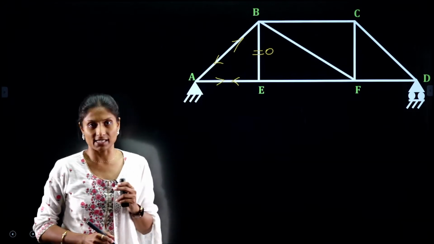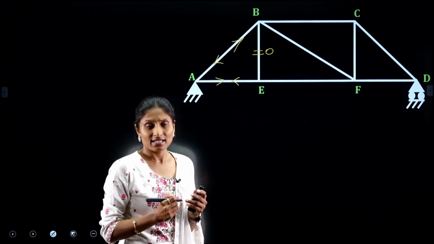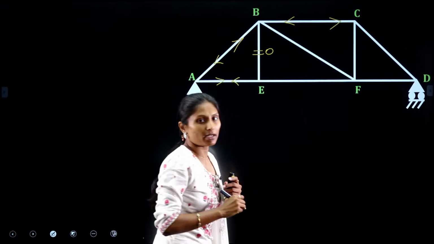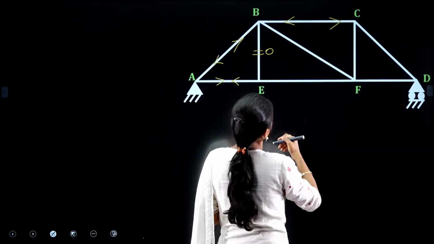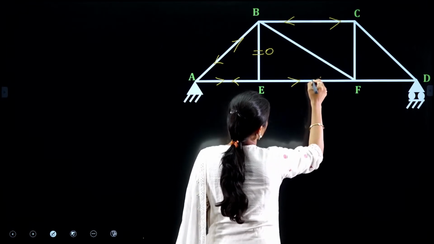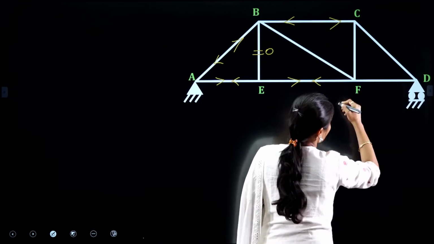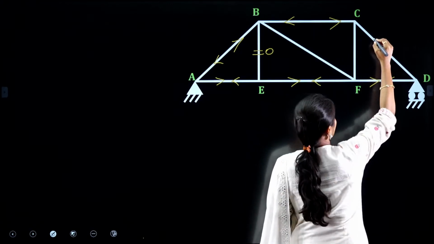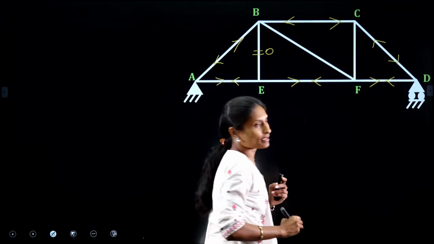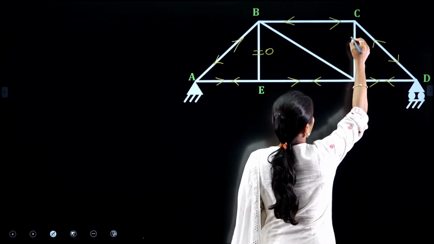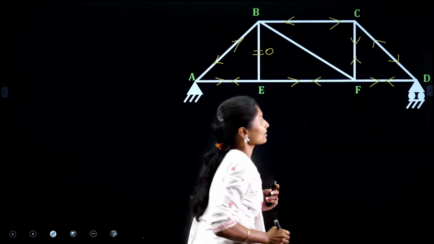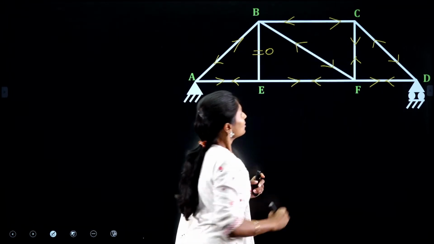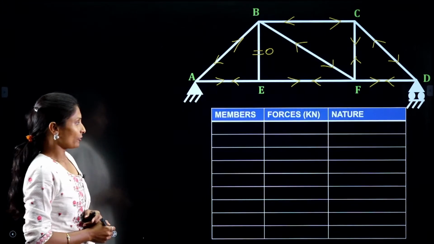Similarly, force in the member BC, we have assumed to act towards the joint. And also we got positive. So the force in the member is acting towards the joint. Then force in the member EF, we have assumed it to act away from the joint. And the force in the member FD also, we got it as acting away from the joint. Force in the member CD, we got it to act towards the joint. Force in the member CF, we got it to act away from the joint. Force in the member BF, to act towards the joint. So this. Now, write it in a tabular form.